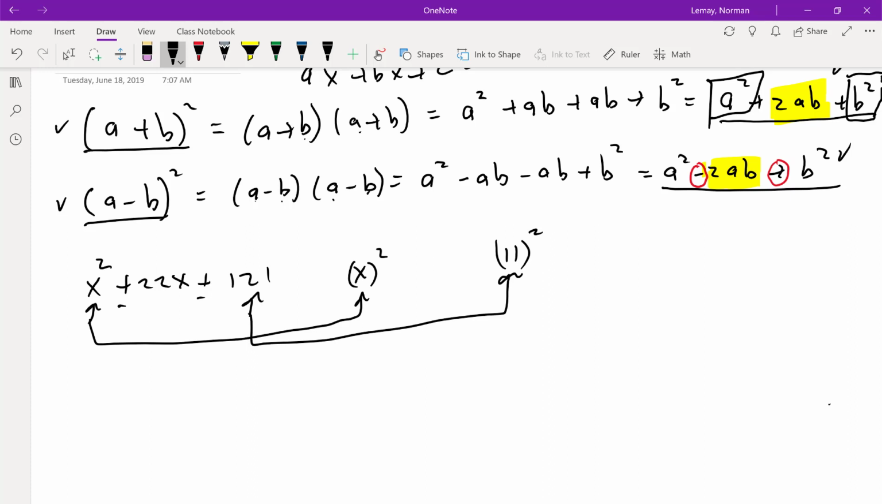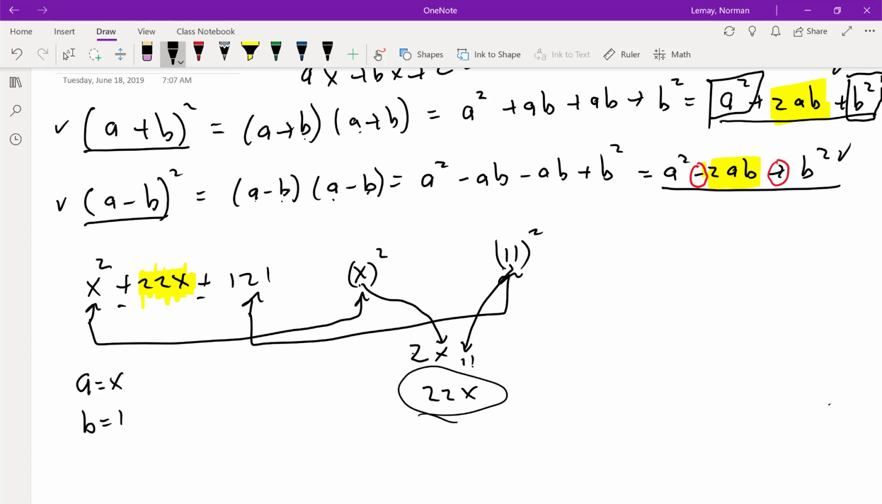So let's ask: can I rewrite this middle term in terms of 2 times x times 11? When I do this product, 2 times 11 is 22x, and here we can see that this is the case. So when I see that the middle term is 2 times the product of A and B, again, A is x, B is 11.